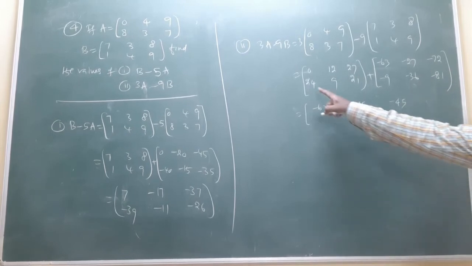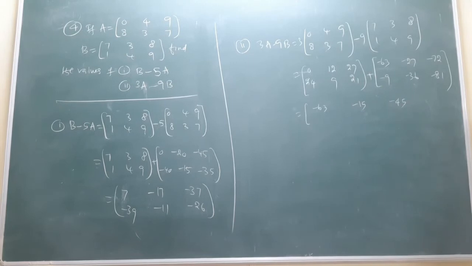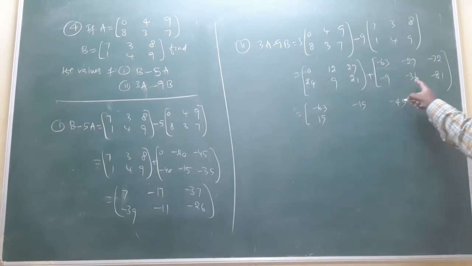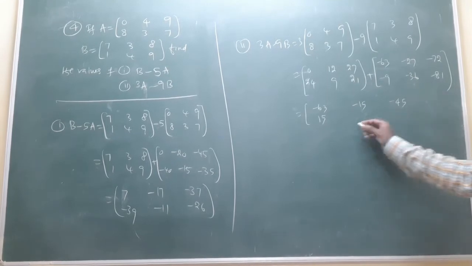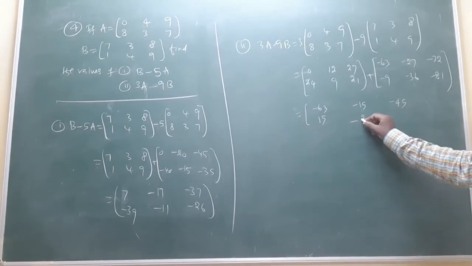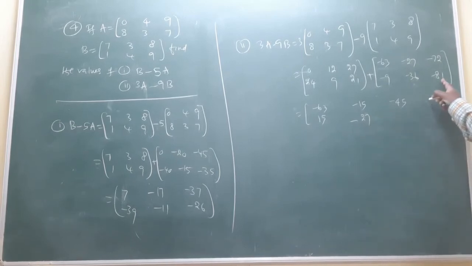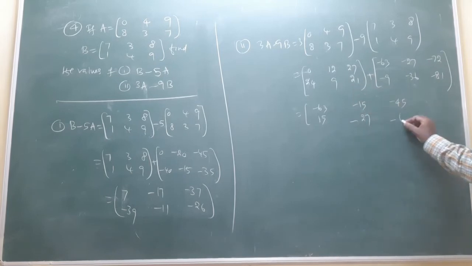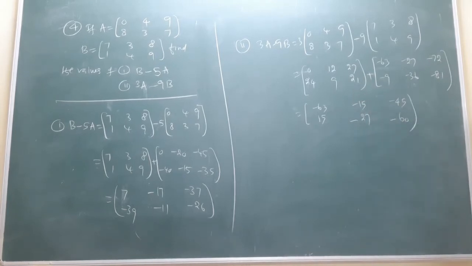Next, say 24 minus 9. That is what? The bigger number is 24. 24 minus 9 is 15. Then 9 minus 36: 36 minus 9, put the bigger number's sign. 36 minus 9 is what? 27. Here the bigger number is 81, that's why minus. 81 minus 27 is 54, minus 54. This is the answer.